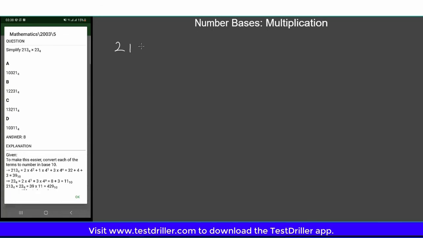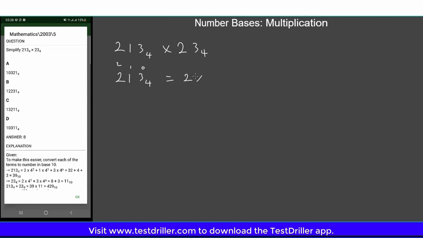You have 213 in base 4 times 23 in base 4. So what do you do here? You convert each of them to base 10 first. And let's see how that works out. So 213 in base 4 we convert to base 10. You first indicate the place number, this 0, this 1, and this 2. That's the position. And then you solve.